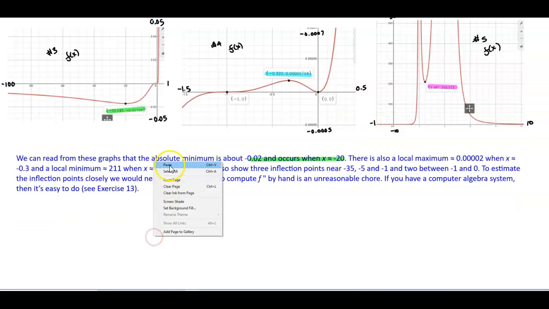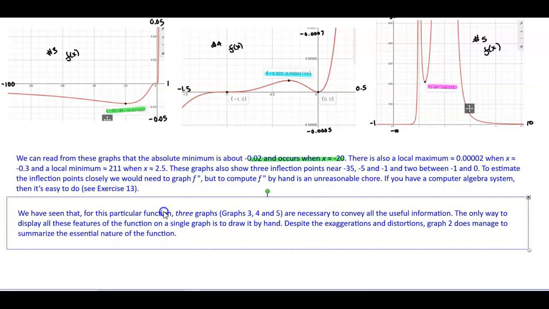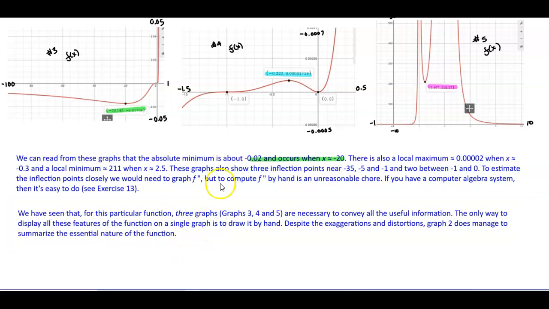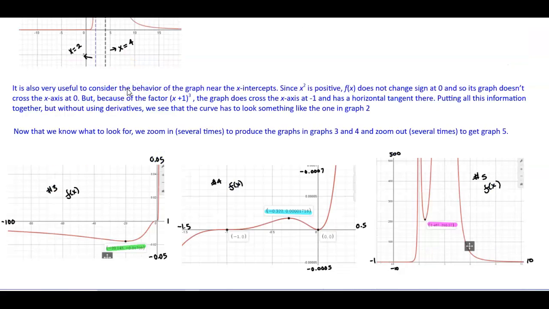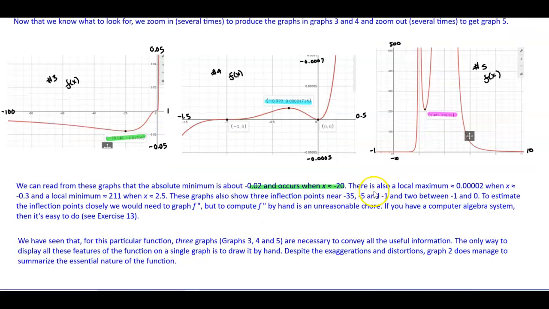To summarize, we have seen that for this particular function, graphs 3, 4, and 5 are necessary to convey all the useful information. The only way to display all these features of the function on a single graph is to draw it by hand. Despite the exaggerations and the distortions, graph 2 does manage to summarize the essential nature of the function, which was here. But again, we would need 3, 4, and 5 to get the finer detail.